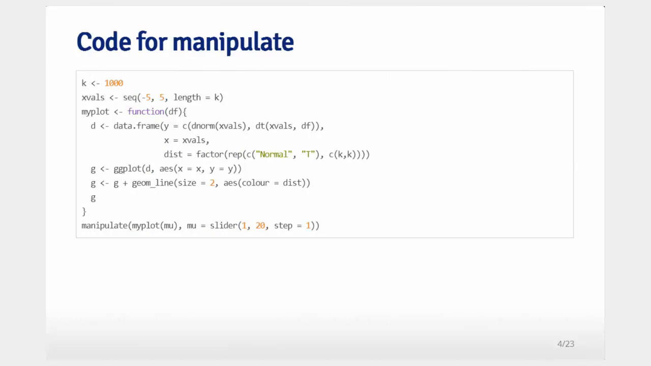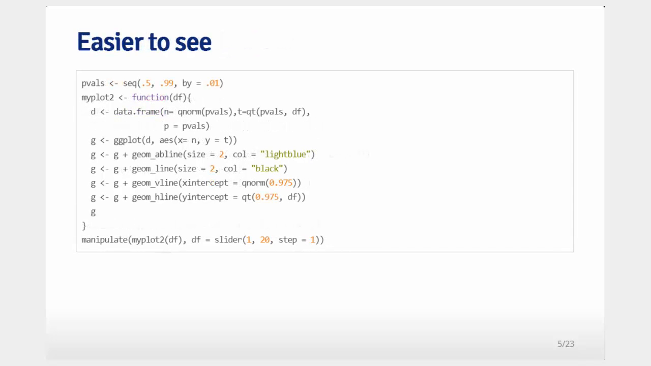So here I give the code for overlaying the two densities, the t and the normal distribution, where you can use the slider to change the degrees of freedom. It requires the use of the package manipulate by RStudio. You have to be working in RStudio to use manipulate. Here I show you how to do it where you just focus on the quantiles. So again, try out this code for yourself.